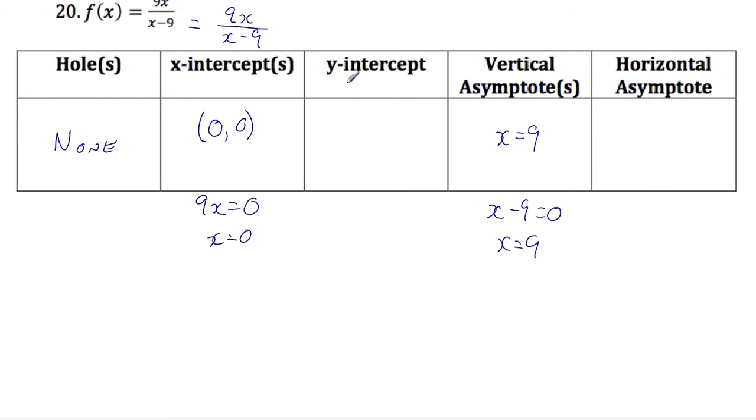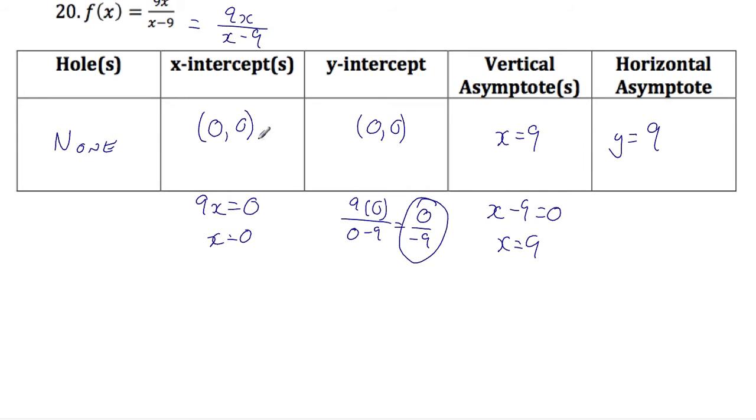The y-intercept: we make x 0, so we get 9 times 0 over 0 minus 9, which is 0 over negative 9. Zero divided by negative 9 is 0. So it's 0, 0. Don't write negative 1/9 or something silly like that. Also, as soon as we see that the x-intercept is 0, 0, the y-intercept is the same thing. And the horizontal asymptote is going to be the rule. The degree in the numerator is 1, the degree in the denominator is 1. Because they're the same, we divide the leading coefficients. So y is equal to 9 over 1, or y equals 9.